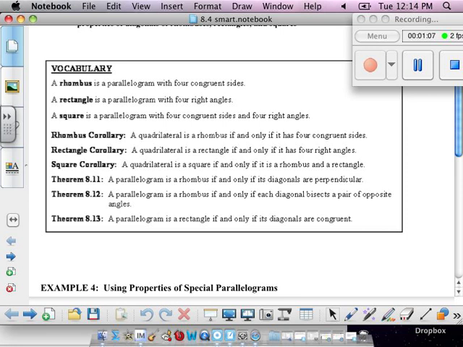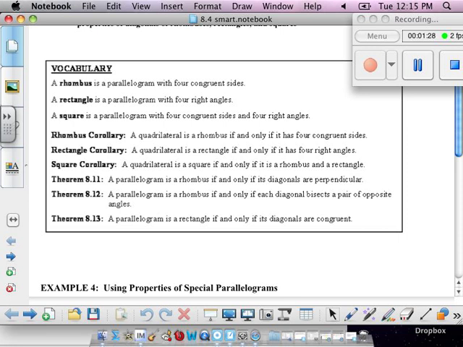Pay attention, please. Okay. A parallelogram is a rhombus if and only if its diagonals are perpendicular. So that's the new one. That diagonals of a rhombus must be perpendicular, must meet at 90-degree angles. Theorem 8.12, a parallelogram is a rhombus if and only if each diagonal bisects the opposite side.